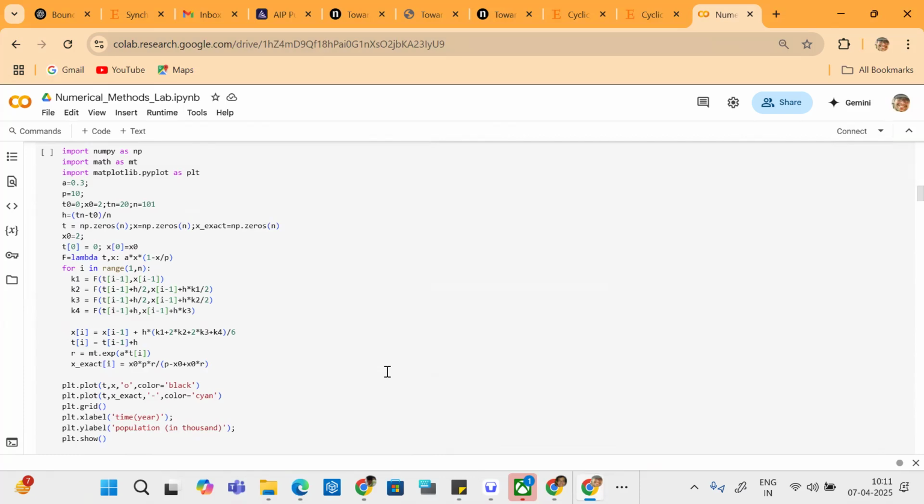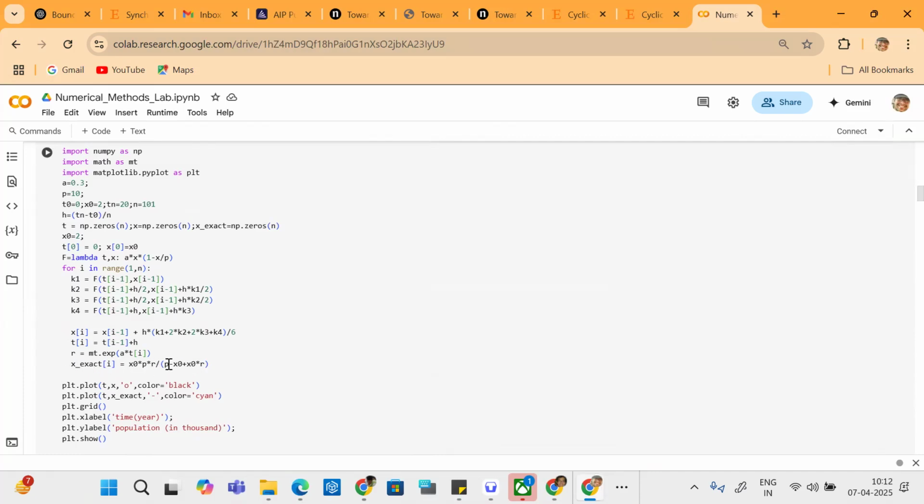So what will it be? The integral of dx over x into 1 minus x by p is equal to the integral of a by x dx plus b by 1 minus x by p dx. These will take the form of log. I hope you remember this. You don't need to worry about all these things, but I mean to say that this can be solved analytically, and therefore I have done something known as x exact below.